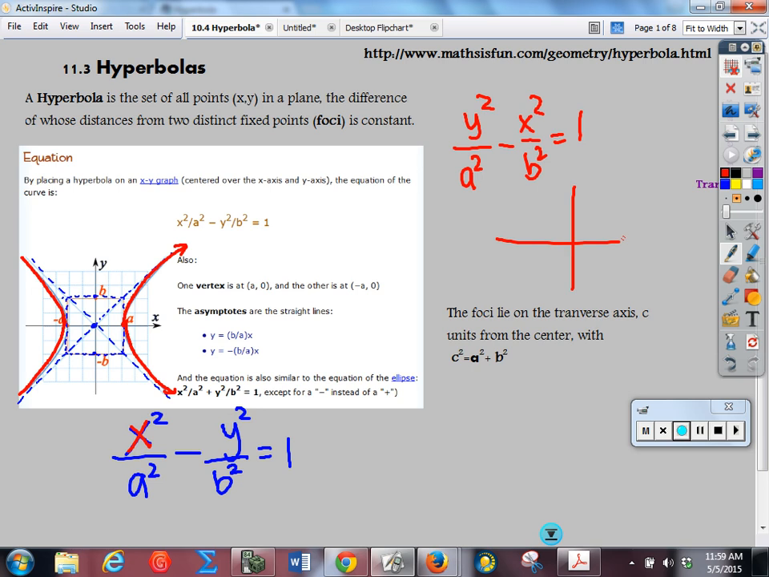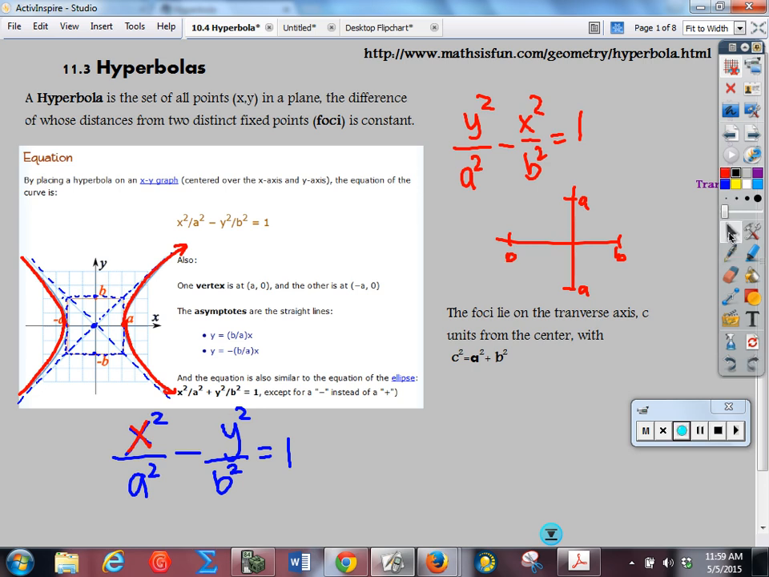You'd still go, well, almost just like it. This time, whatever's underneath the y is still what you go up and down, so you still go up and down a, and right and left b. This time the a and b, I'm trying to think if they switch them.